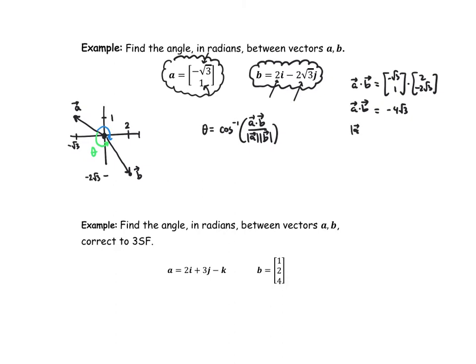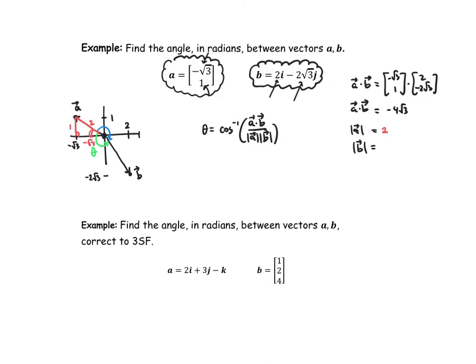Let's find the magnitude of A and then the magnitude of B, and we'll be ready to go on finding the angle. Magnitude of A, let me go ahead and sketch a triangle here. Negative root 3, this would be a 1, that would make this a 2, right? This would be a 30-degree angle, pi over 6, therefore the magnitude of A is 2.